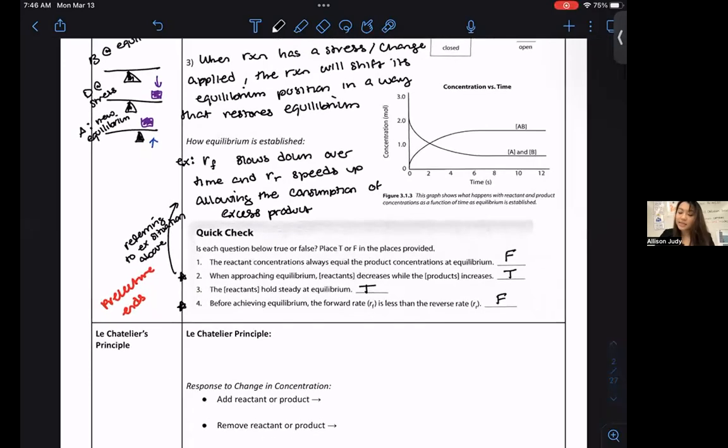Great. Good job, guys. Tomorrow, we're going to talk about Le Chatelier's principle, the principle that we use to help us determine how a reaction will shift depending on the different types of stresses that it can be exposed to. All right, guys. Good job.